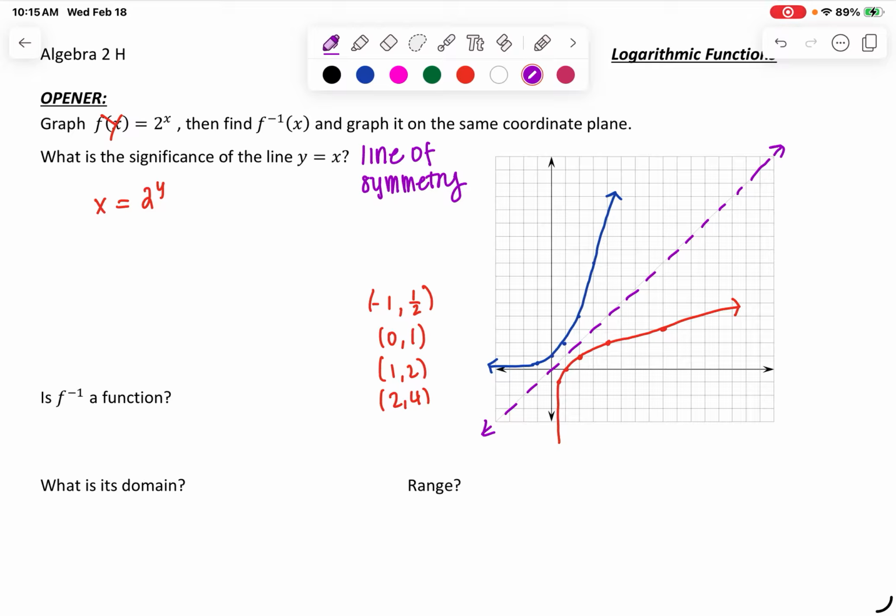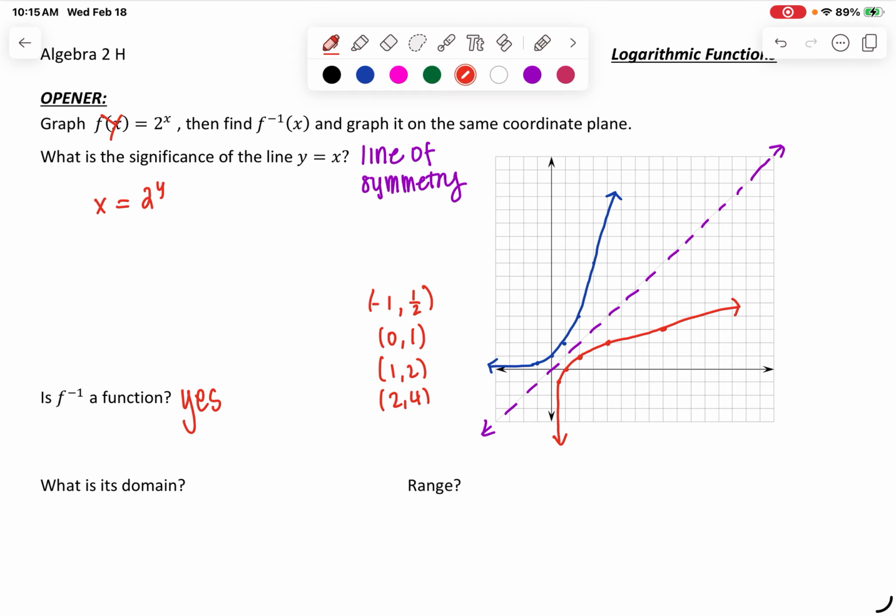Is f inverse a function? So is my red graph, which I forgot to put an arrow on, a function? If you look, it does pass the vertical line test. If I draw a vertical line anywhere through that red graph, it does pass the vertical line test. So yes, it is a function.